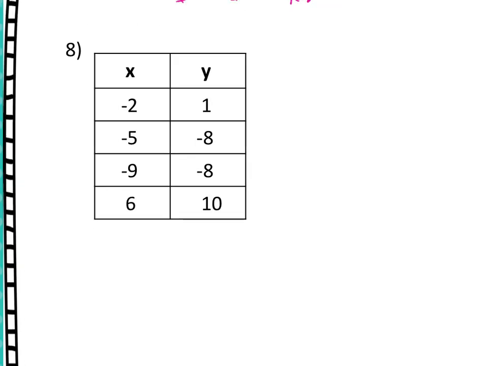Okay, so I'm going to do this one. Now, we are going to do the hardest one next. I'm just going to tell you. So these ones are the easiest ones, right? So the domain is -2, -5, -9, and 6. The range is 1, -8, and 10. Okay?